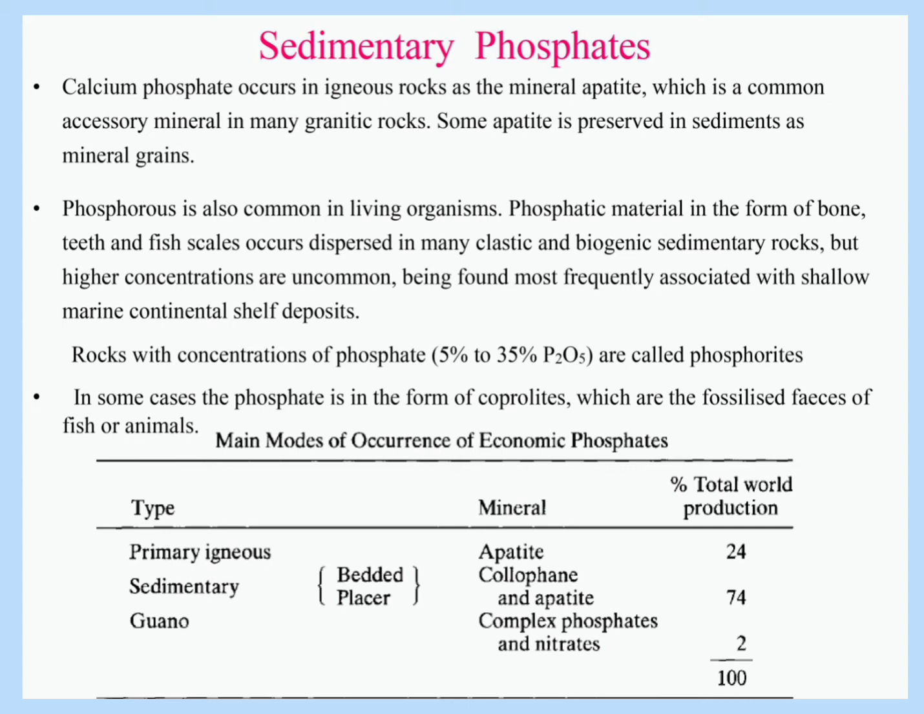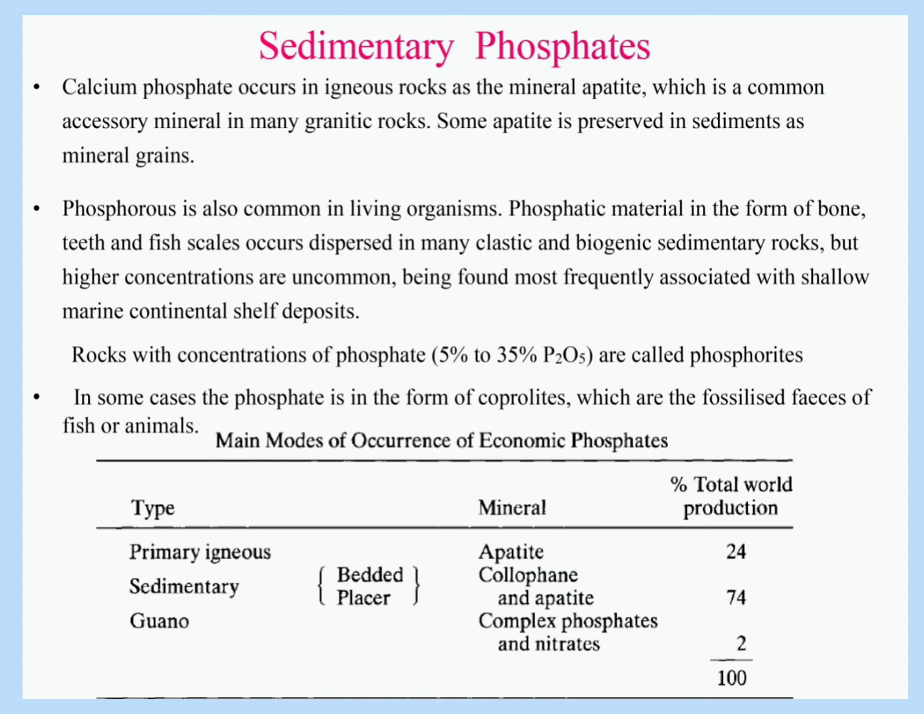Okay, now phosphorus is also common in living organisms. Each living organism has phosphorus content in it. So phosphatic minerals in the form of bone, teeth and fish scales occur dispersed in many clastic and biogenic sedimentary rocks. These phosphatic minerals occur as bones, teeth and fish scales in many organisms.